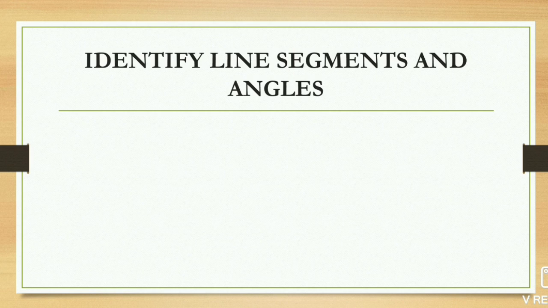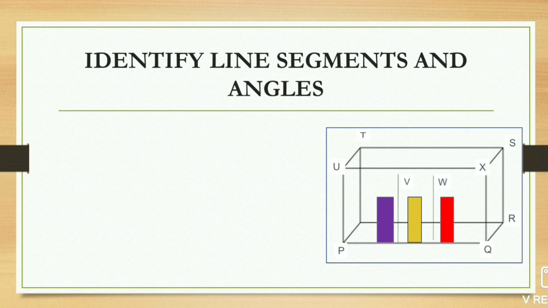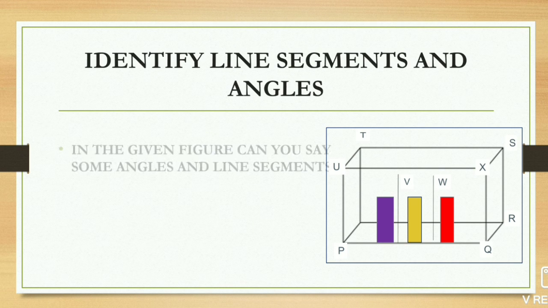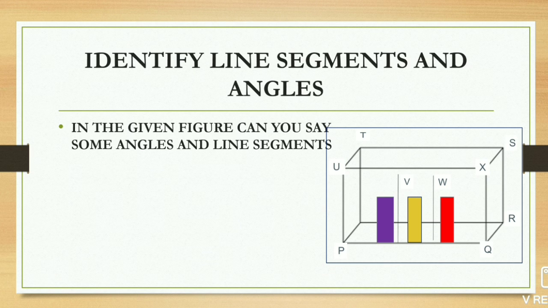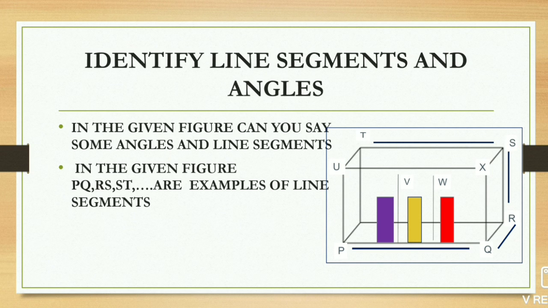Now one more, identify line segments and angles. One more sketch here. So we have a cuboid and some rectangles and vertices. So now in this figure also, in the given figure, can you say some angles and line segments? Yes, PQ line segment, QR, RS, TS. Yes, in the given figure PQ, RS, ST and some more are there, examples of line segments.